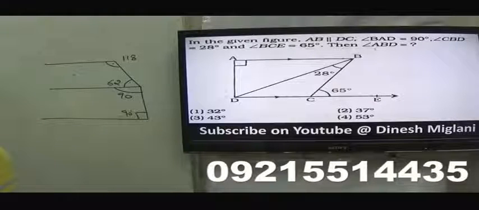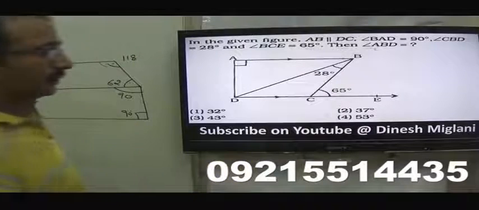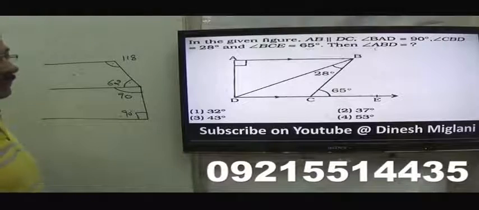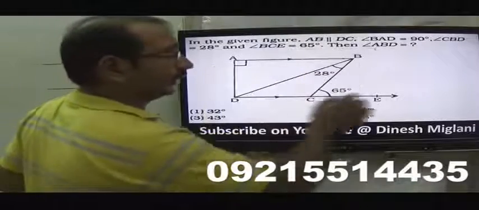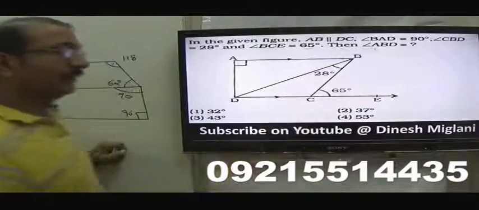In the given figure, AB is parallel to DC, right? Angle BAD is 90 and angle CBD is 28, these angles are given. I have to find angle ABD. So what I can say, very simple question, because AB is parallel to CD, these are alternate angles 65, the sum of these two is equal to 65, right?